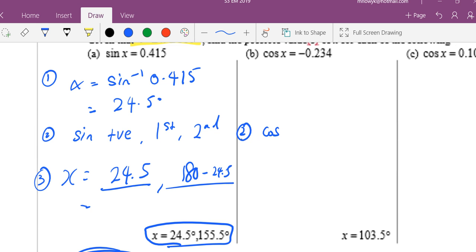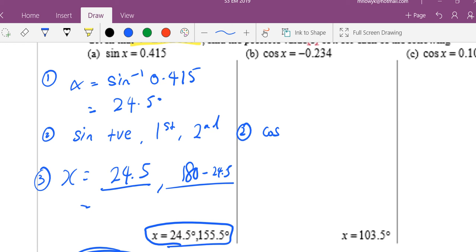It depends on the sign. Depends on plus or minus. If it's plus, then first and second. If it's minus, third and fourth. Huh? Two answers. There are two answers. Why? Because if you press sine 24, right, you get 0.4. If you press sine 155, you also get 0.4.